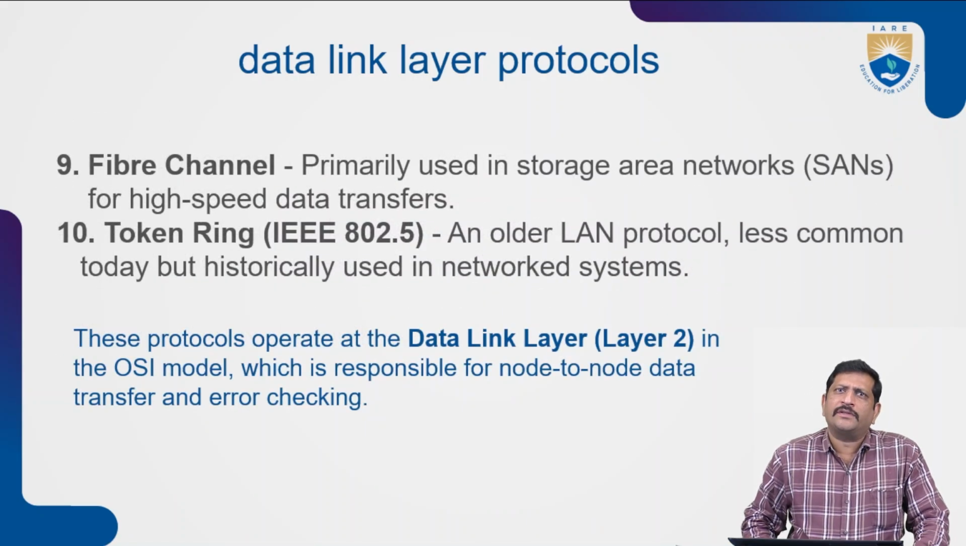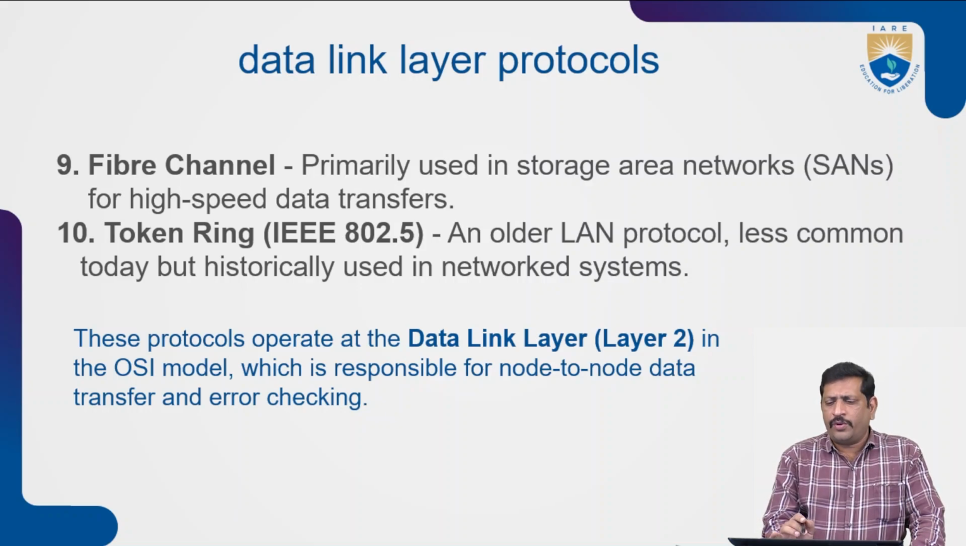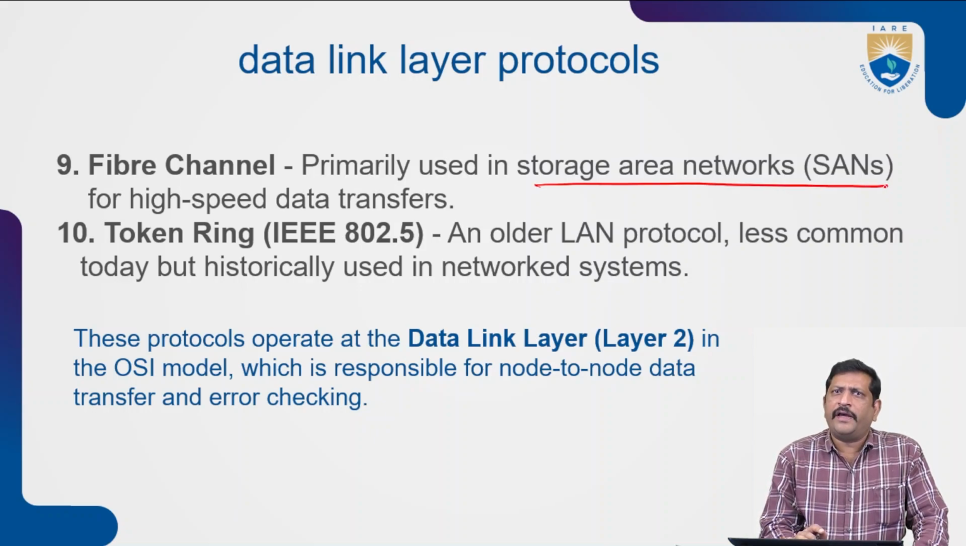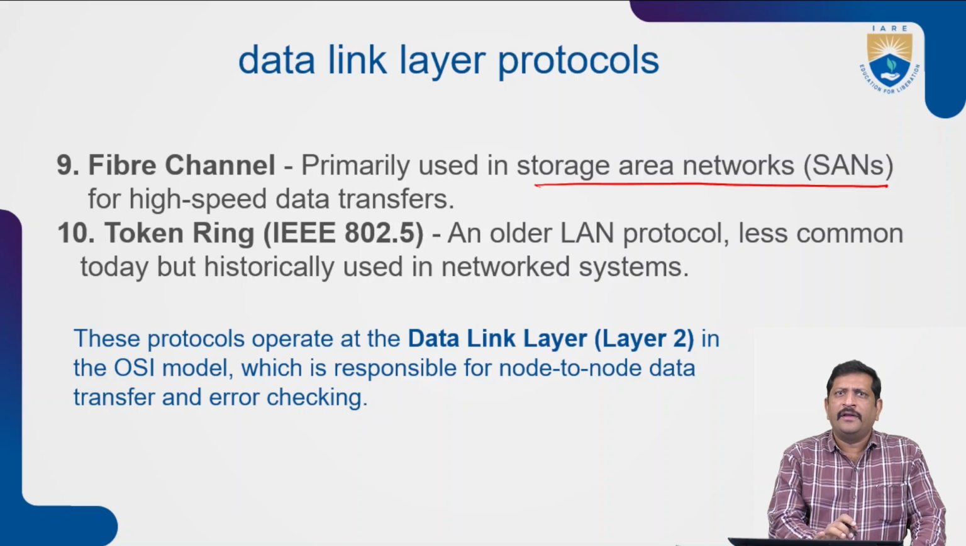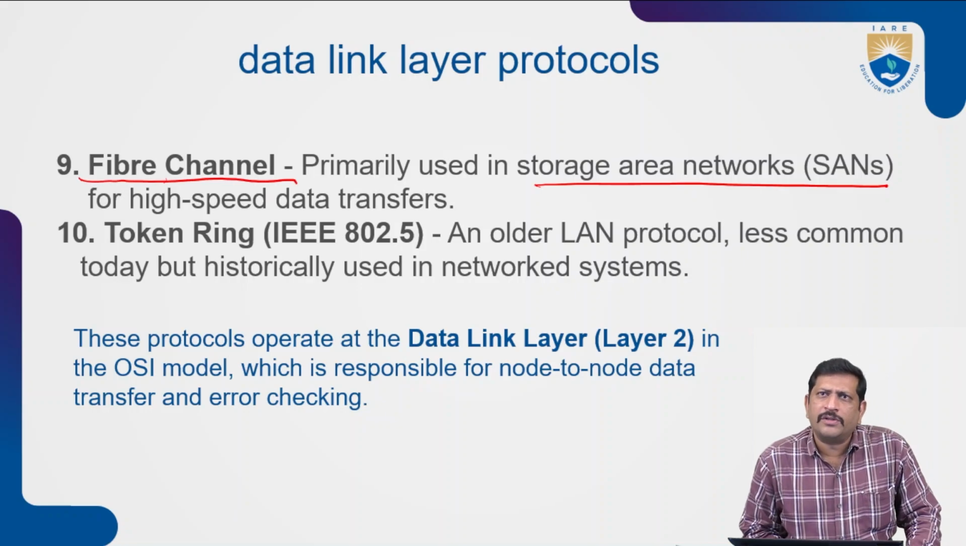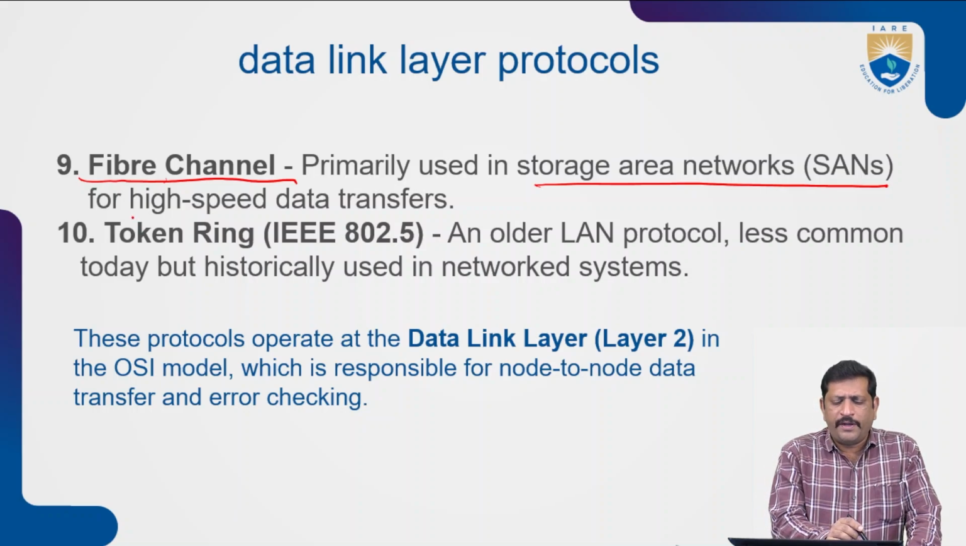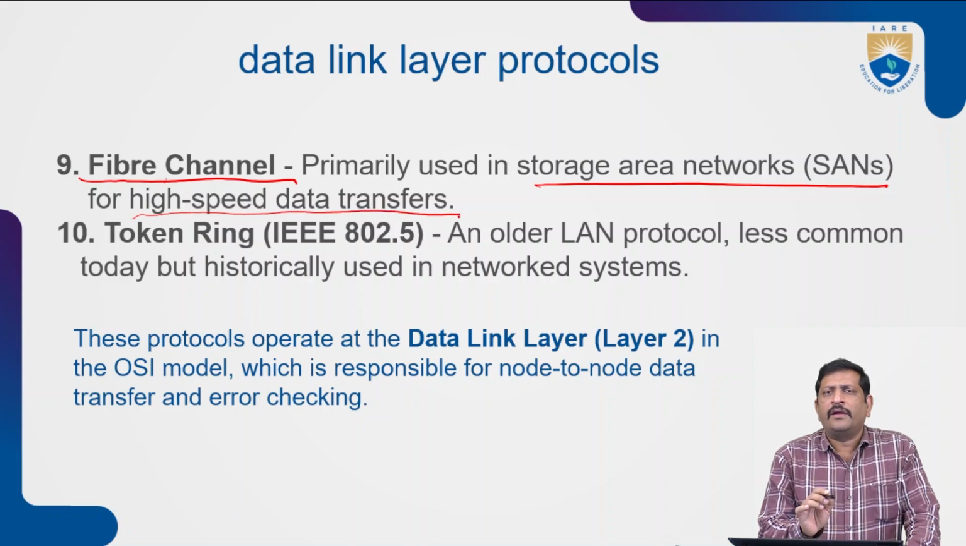And fiber channels. Fiber channels are primarily used in a storage area network, that is SAN networks, for high speed data transfers. Fiber channel means fiber optic cable. Generally these fiber optic cables are primarily used in a SAN, that is storage area networks, for high speed data transfer. Wherever high speed data transfers are utilized, the bandwidth will be optimized.